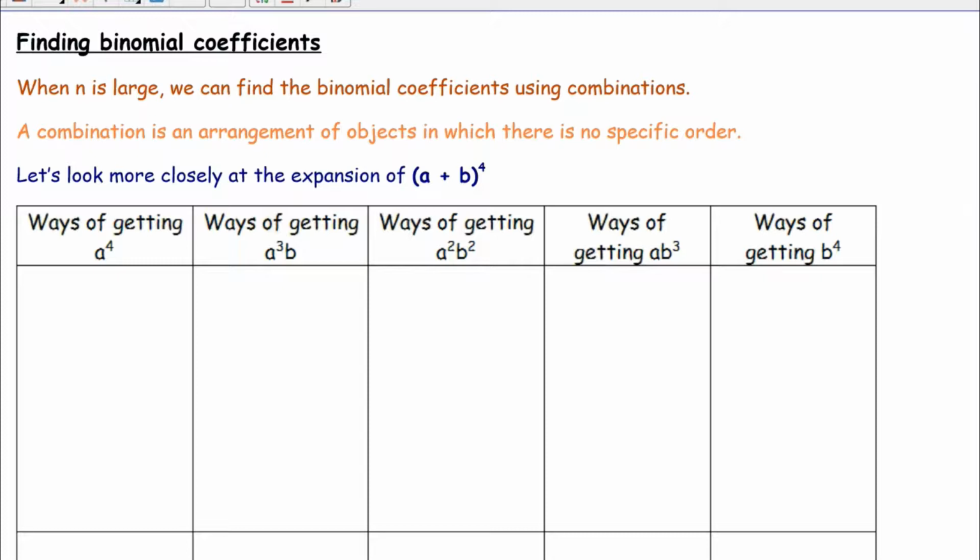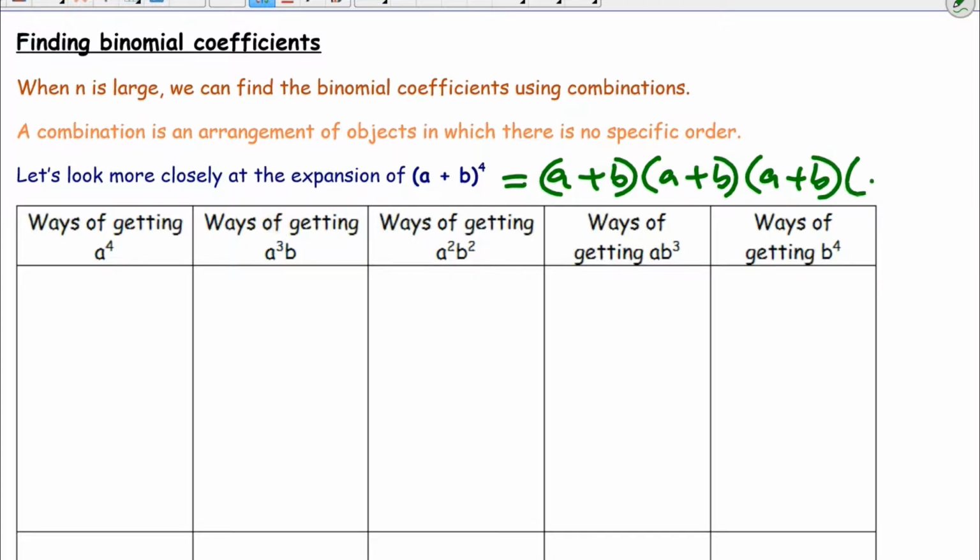To understand this, let's look closely at the expansion of (a + b)^4. Now, (a + b)^4 means that you're multiplying (a + b) by itself 4 times. So you have (a + b) multiplied by (a + b) multiplied by (a + b) multiplied by (a + b). Now, the question here is, how many ways are there of getting a^4?